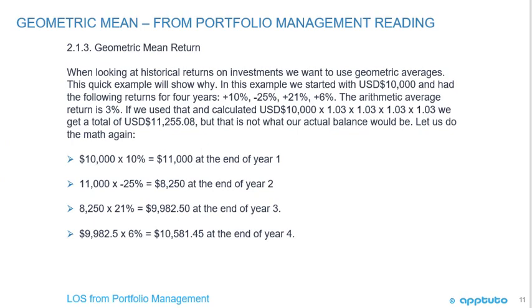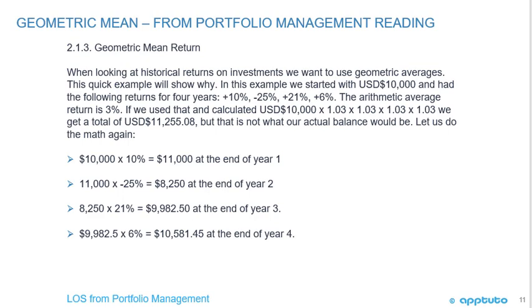So when we look at historical returns on investments, we always want to use the geometric averages, and this will show you why. In this example, we started with US dollars 10,000, and we had the following returns for 4 years: plus 10% year 1, minus 25% year 2, plus 21% year 3, and plus 6% in year 4. The arithmetic average would be the 3%, which is the sum of returns divided by the count of returns.